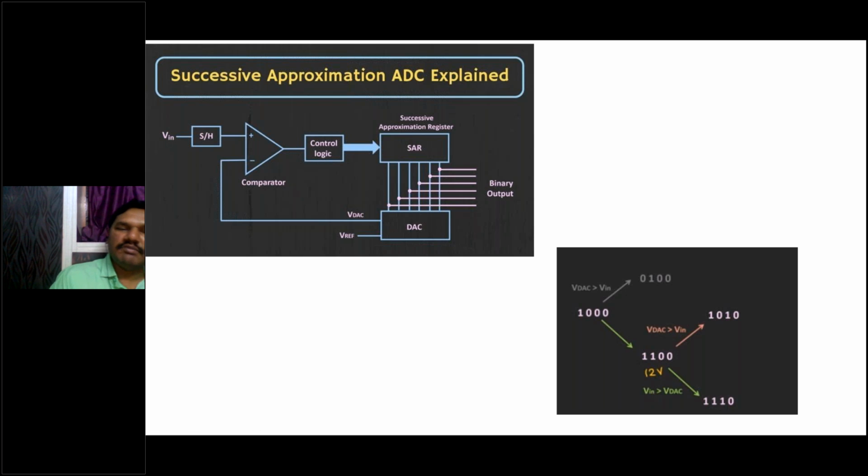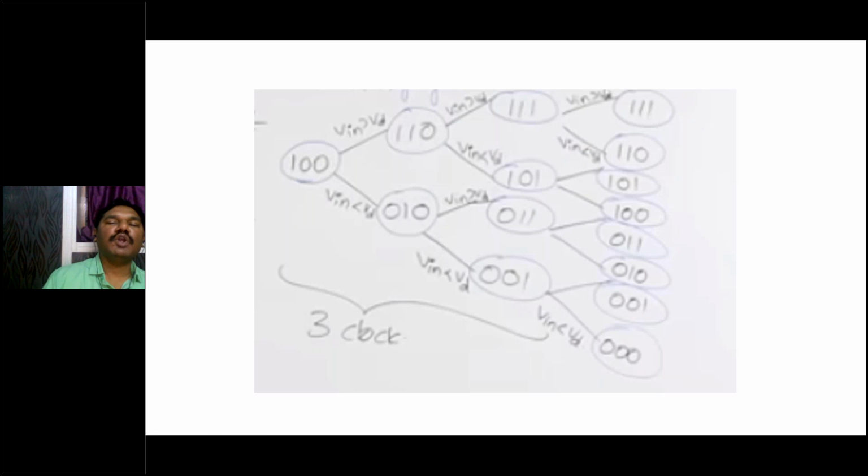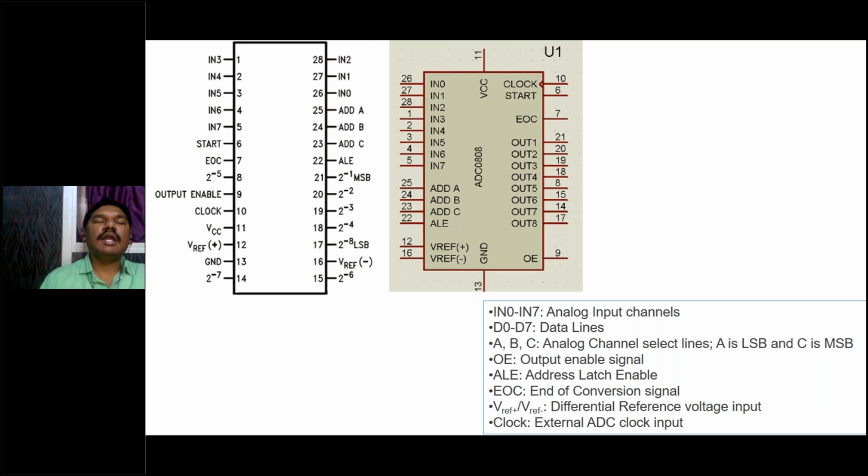So this is the algorithm, and here I have also given a 3-bit example. Suppose VDAC is less than VIN, this won't be changed, but the next will be set to 1. If VDAC is greater than VIN, this bit will be reset to 0, and the next bit will be set to 1. So this is the algorithm it follows internally, and this is the ADC pin diagram.